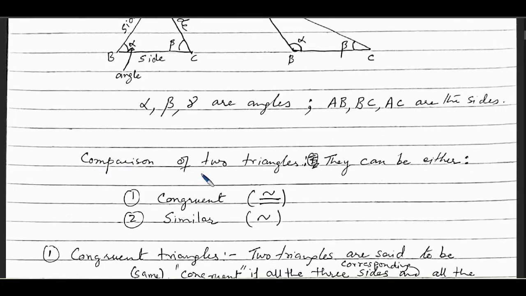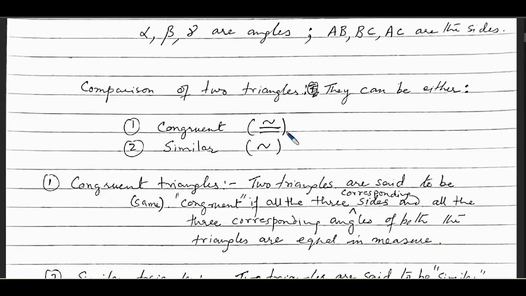So one can compare two triangles and they can be either congruent. I will say what congruence means. This is a symbol that denotes congruency of two triangles. Or the triangles can be similar, and this is the notation for similar. So this is a short form for writing the whole thing.